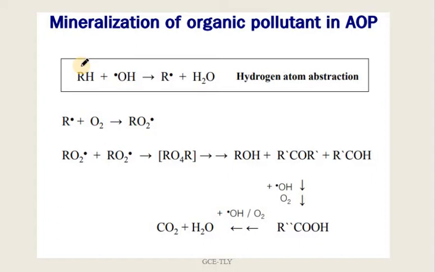So the mineralization of organic pollutant in advanced oxidation process could be given by this mechanism. RH is an alkyl group which reacts with the OH radical to form R radical, which is the alkyl radical, plus water. This alkyl radical again reacts with oxygen to form RO2 radical. Two RO2 radicals react to form a complex which is unstable, and it further decomposes to form carbon dioxide and water by some mechanisms.